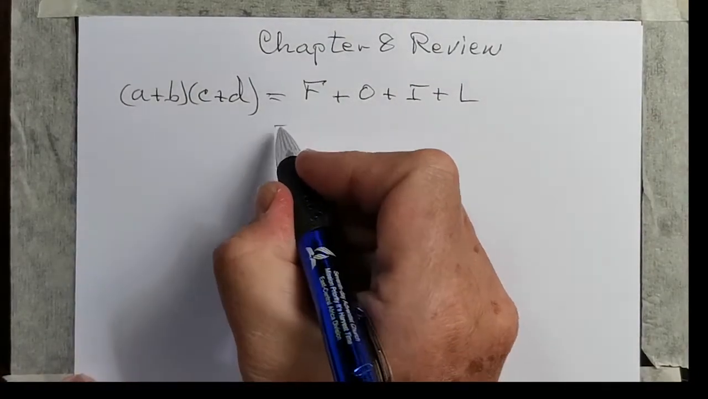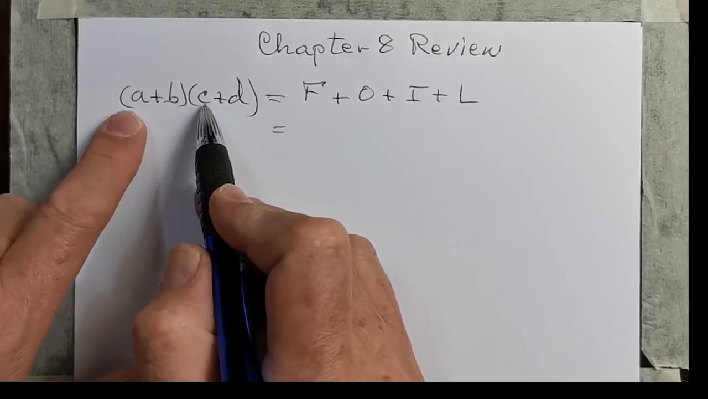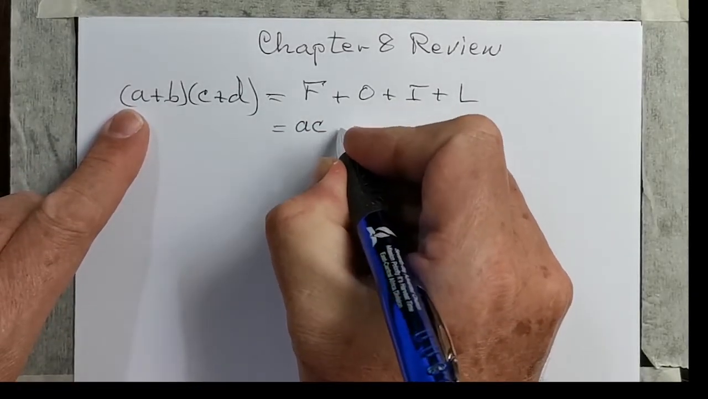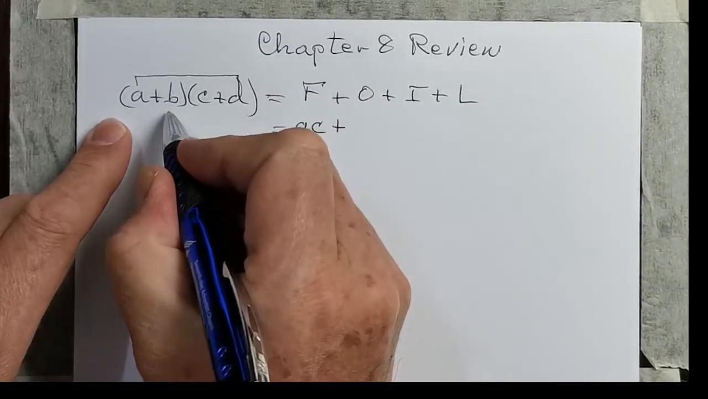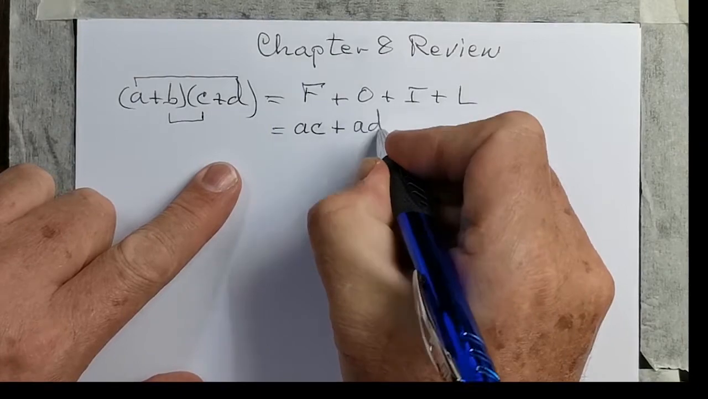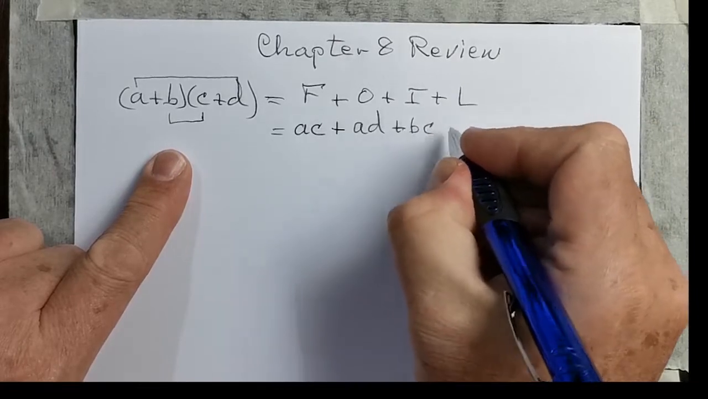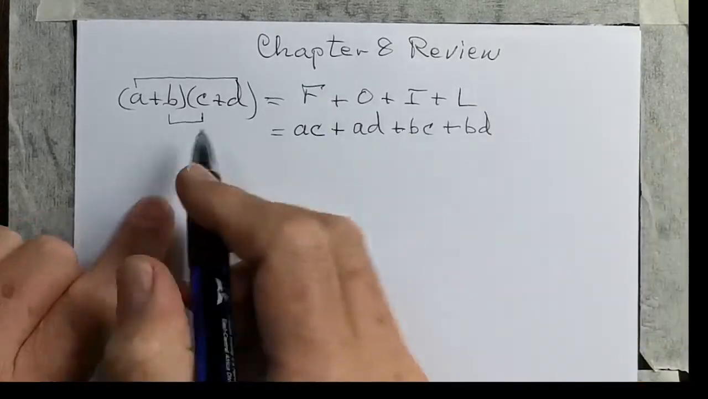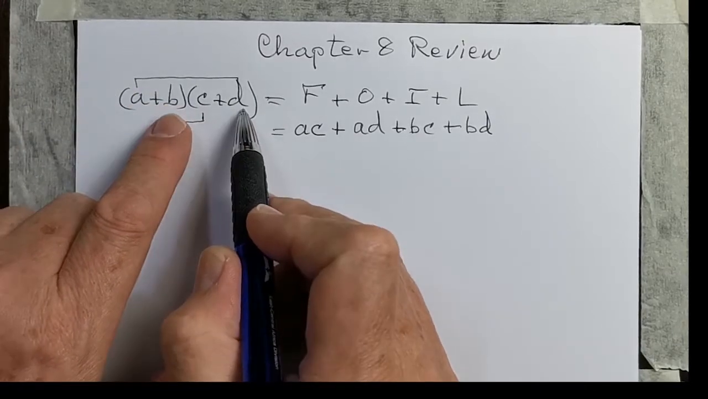So the first terms will be these two right here, a and c. The first in each of the binomials, we call that the first terms. So a times c, you multiply those together. Then you do the outer terms. The outer terms are a and d, and then b and c will be the inner terms. So the outer will be a times d plus the inner, which is b times c, plus the last terms will be b times d. The last terms here, b and d. So first, outer, inner, last.